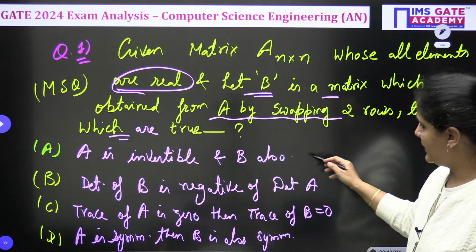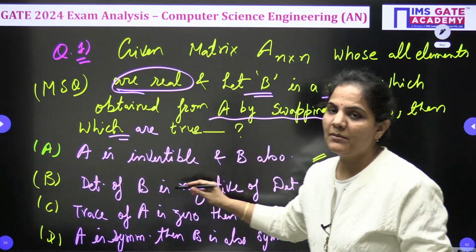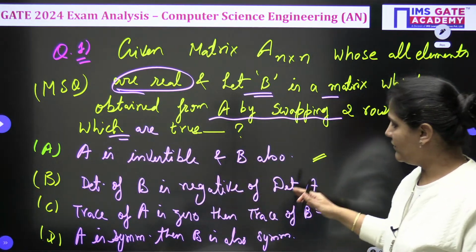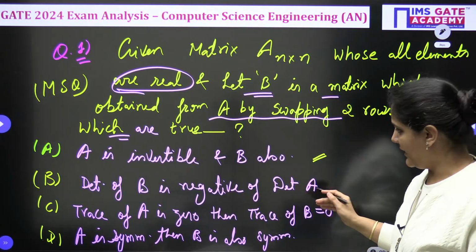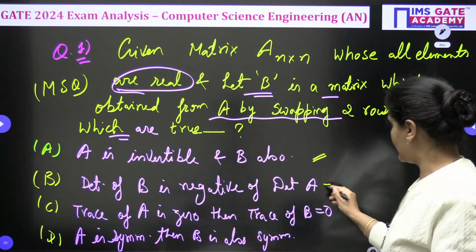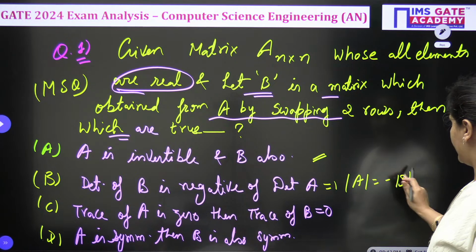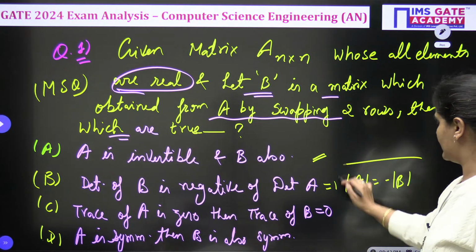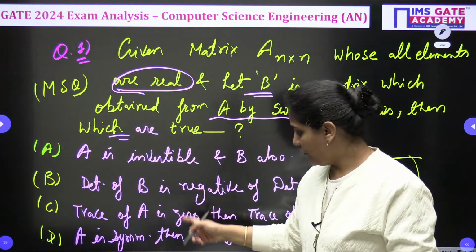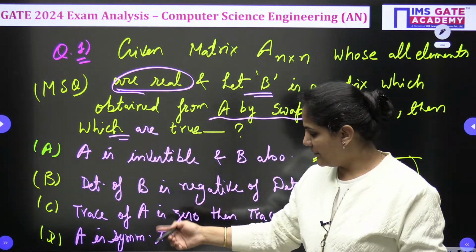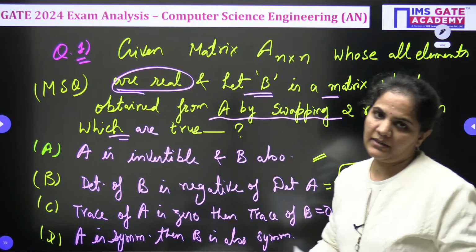The first option: A is invertible if and only if B is also invertible. Second, the determinant of B is the negative of the determinant of A. Here you can write that the determinant of A is equal to minus the determinant of B. Third, if the trace of A is 0, then the trace of B is also 0. And the last statement, if A is symmetric, then B is also symmetric.